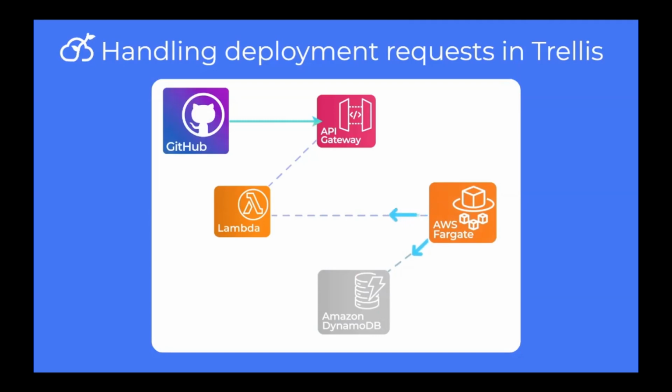Now, it gets even more complicated for automatic builds. In this case, GitHub sends a request to the API gateway, which triggers a Lambda function that then triggers an ECS Fargate container. And hence, there is no open communication between the build server and the dashboard at all.